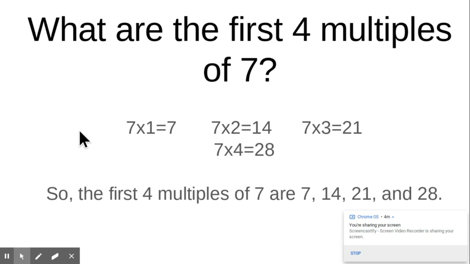So the first 4 multiples of 7 are 7 times 1 equaling 7, 7 times 2 equaling 14, 7 times 3 equaling 21, and 7 times 4 equaling 28. So there are your first 4 multiples: 7, 14, 21, and 28.